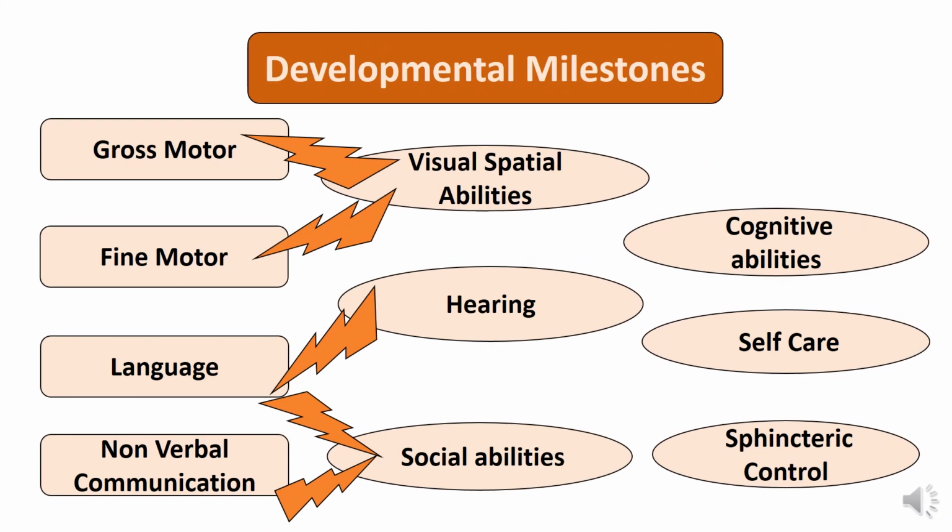This diagram shows that developmental milestones act like a symphony, integrating all the milestones together to give the final outcome profile of the developmental pattern of any child or an individual. They include the gross motor and fine motor, which interact with the visual spatial abilities of an individual. They include language development, which depends on hearing, and non-verbal communication, together with the language, will give the social abilities of any child. Then we have the cognitive abilities, the self-care abilities, and lastly, the sphincteric control ability.